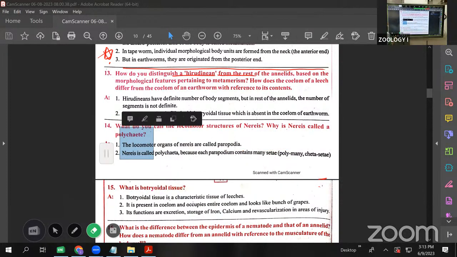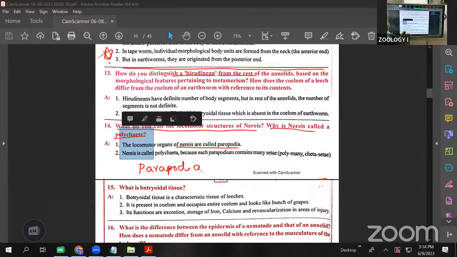Next, what are the locomotory organelles in the protozoans? We'll see this one. What is the locomotory structure of the nereis? The nereis is called a polychaeta. Why do we call it a polychaeta? Clear? The locomotory organs in the nereis are called parapodia. The parapodia are the locomotory organs.